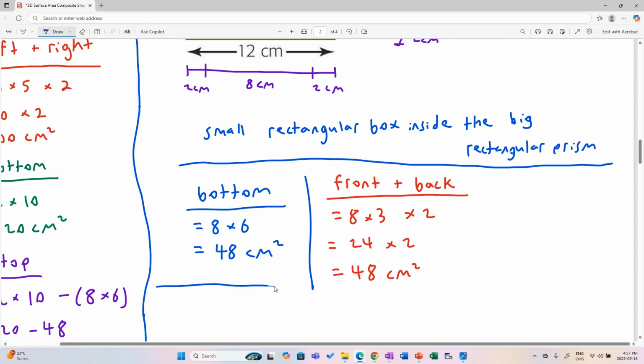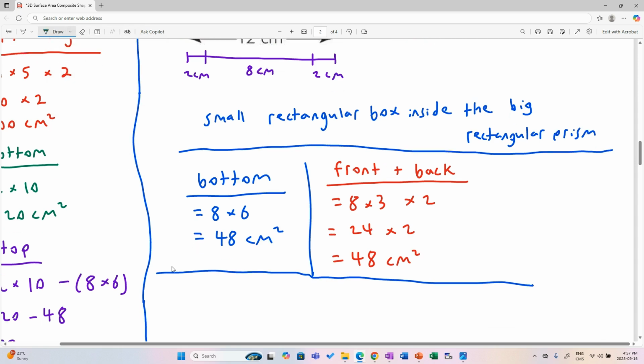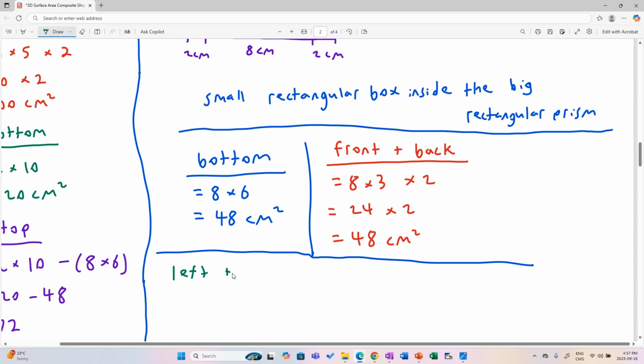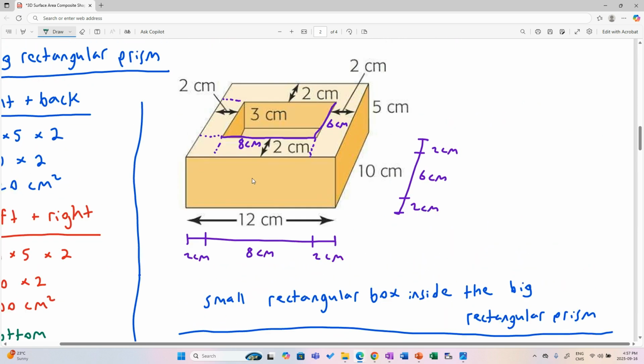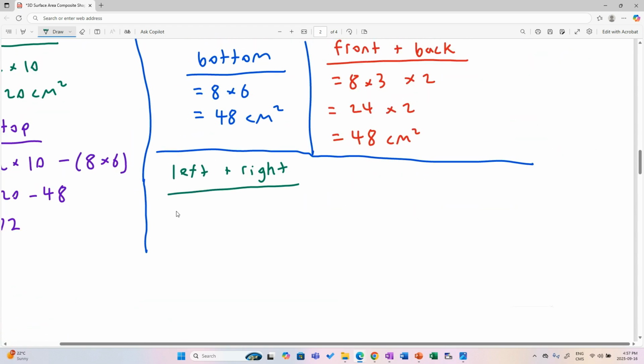Now I want to find the left and the right side inside of that box. So left plus right. And that should be all my sides here. So the left here and the right side here. We know it's still 3 centimeters deep inside, and this is 6 centimeters. So simply 3 times 6 should get me the area of the left side. I'm going to multiply it by 2 to get the right side as well. 3 times 6 is 18. 18 times 2 is going to be 36. So I got 36 centimeters squared.